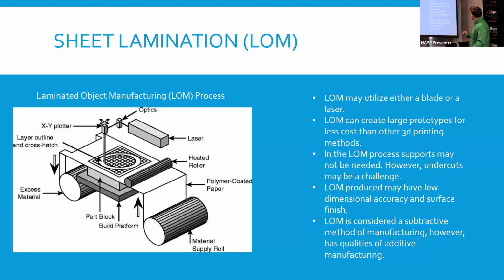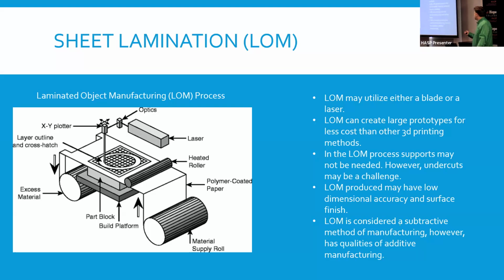So LOM may utilize either a blade or a laser. So right up here, what it's cutting with is that blade or a laser. LOM can create large prototypes for less cost than other 3D printing methods. The reason for that is the material itself. As that rolls over and it cuts it out layer by layer, all you're using is a paper with glue essentially. So it's not really a costly thing.